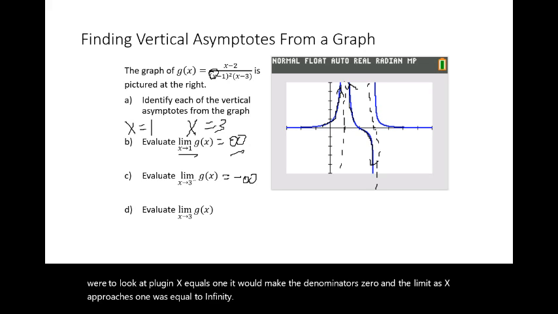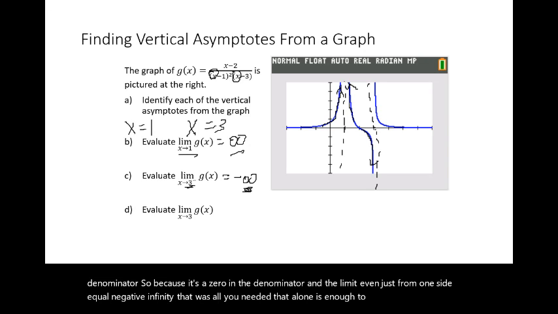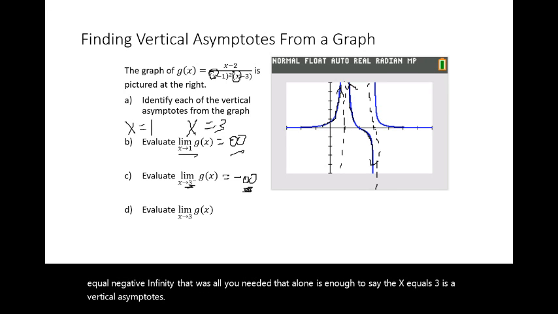Now for x equals 3, if you were to plug in 3, you would automatically get a 0 in the denominator. So because it's a 0 in the denominator and the limit, even just from one side, equaled negative infinity, that was all you needed. That alone is enough to say that x equals 3 is a vertical asymptote. So you don't need both limits, you just need the limit from even just one side equaling some sort of infinity. It's automatically a vertical asymptote.